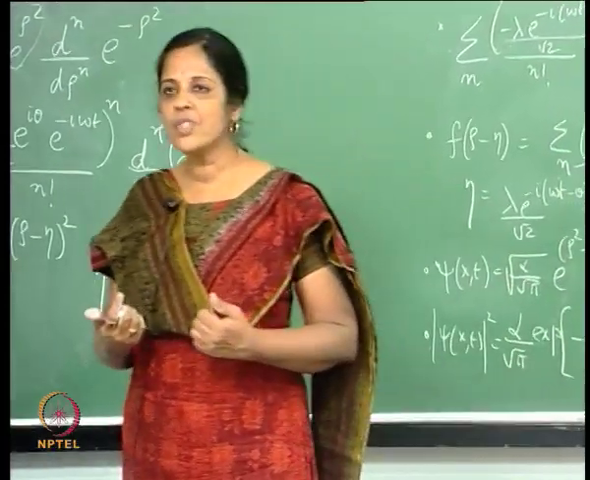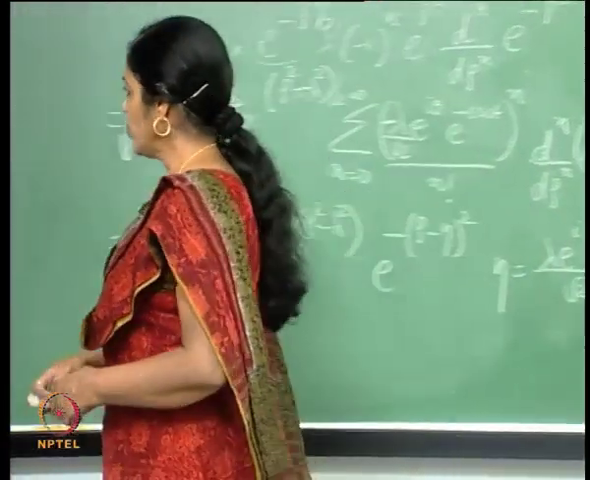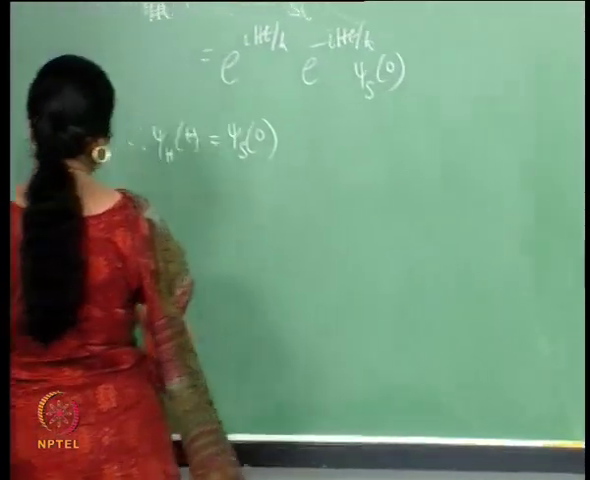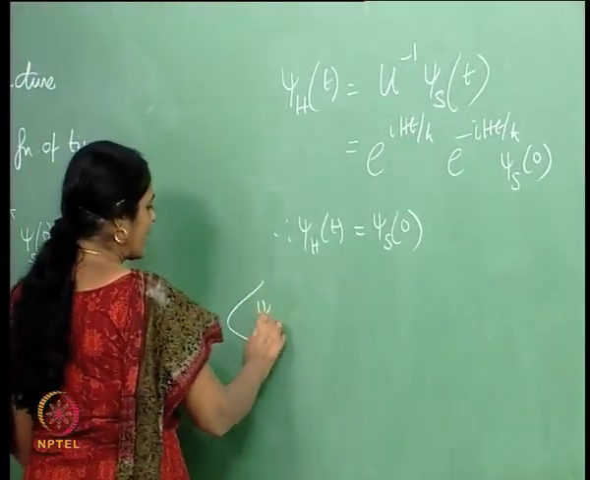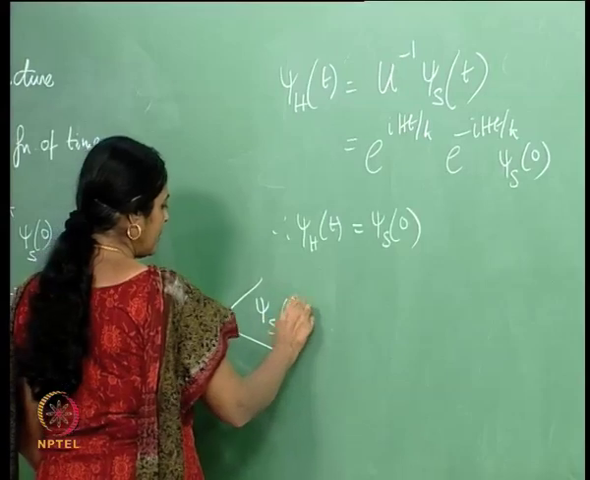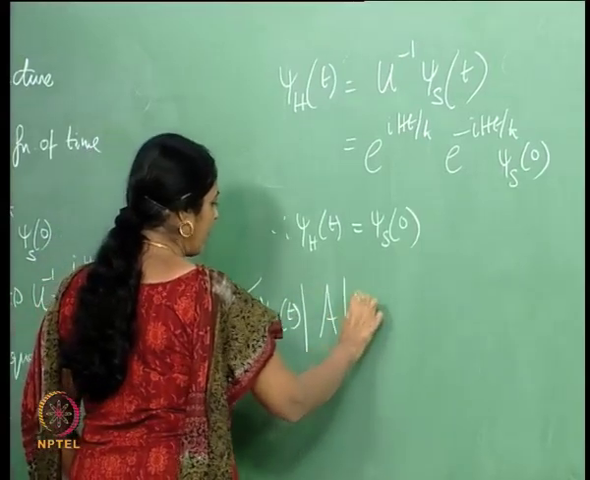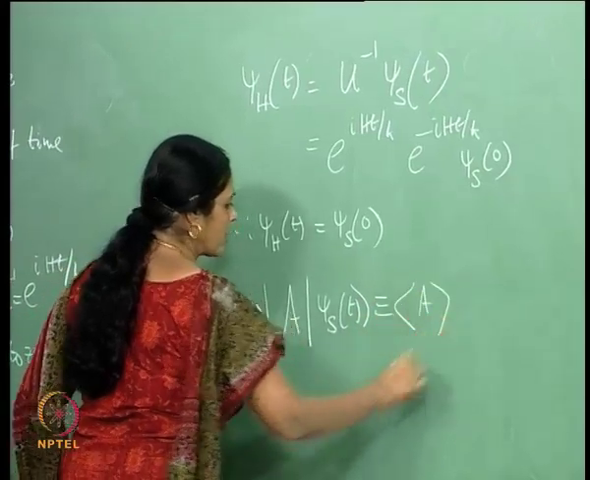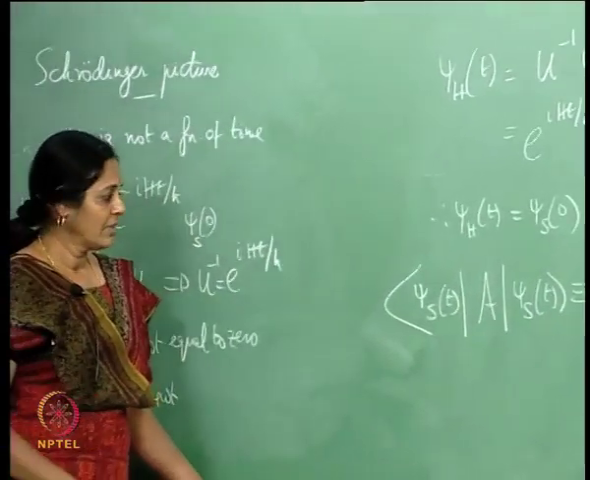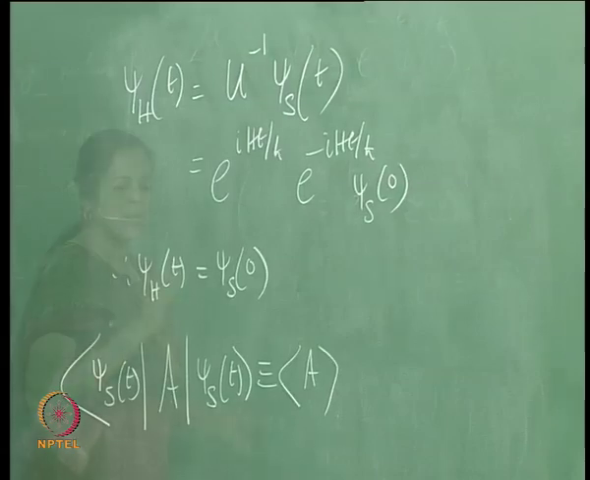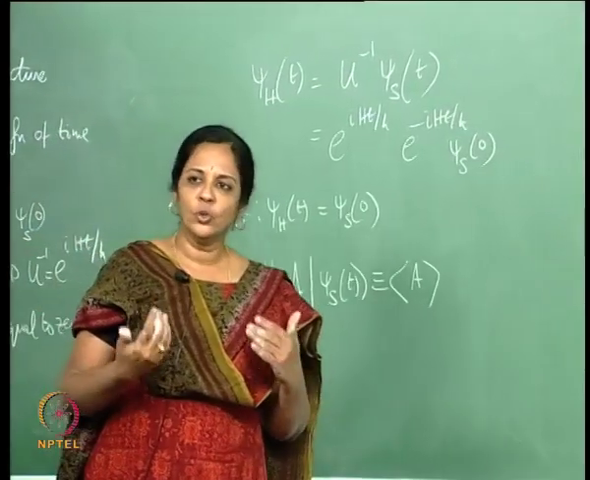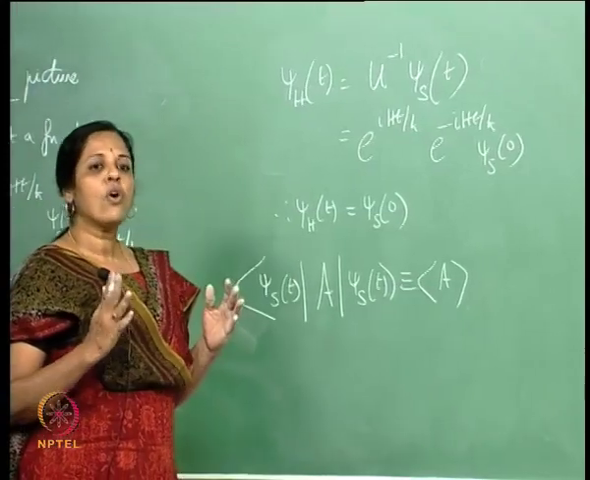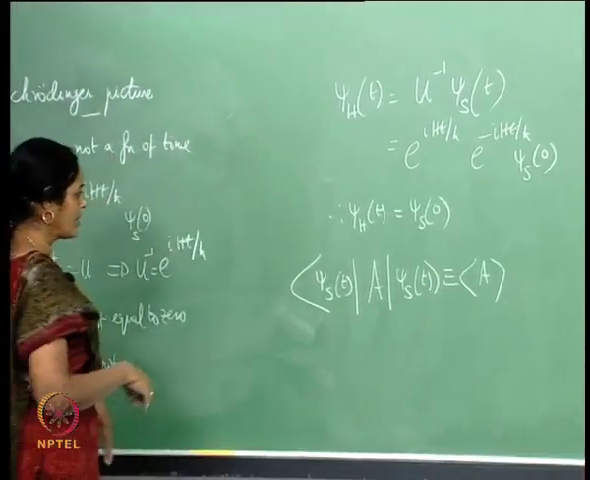The dynamics comes in through the operator evolution. Expectation values at any time will have to be the same whether you are in the Schrodinger picture or in the Heisenberg picture, because expectation values are measurables and the picture you choose to work with is often just a matter of convenience.